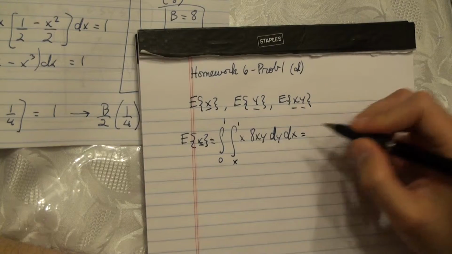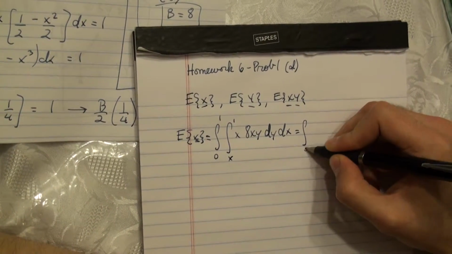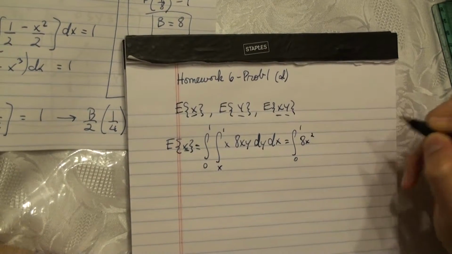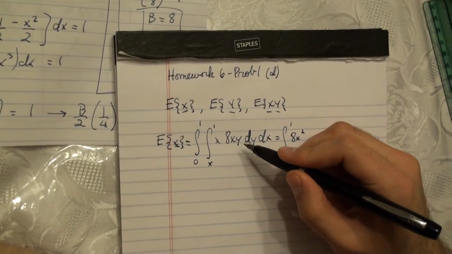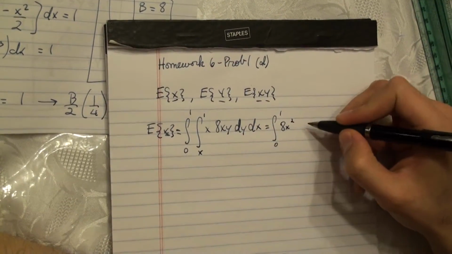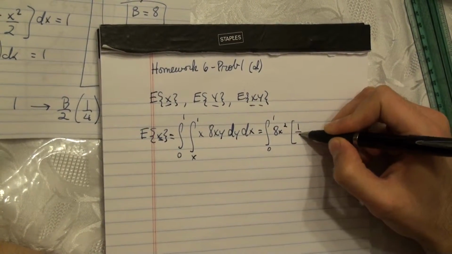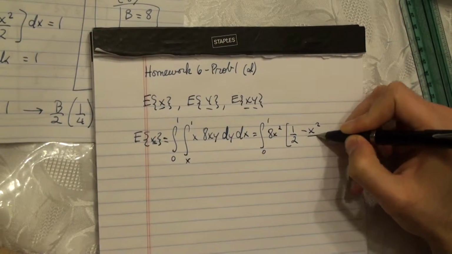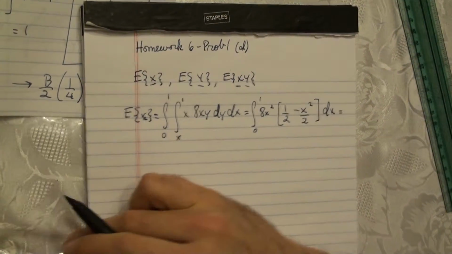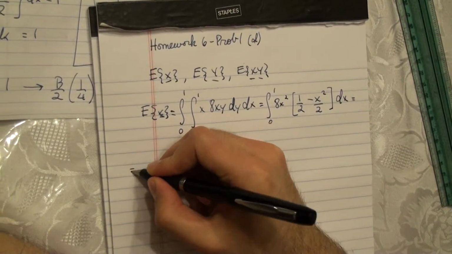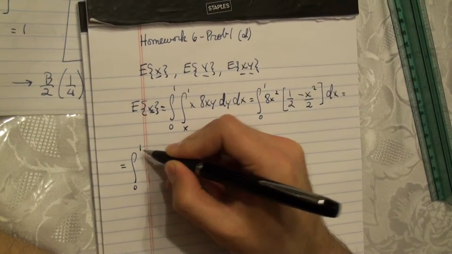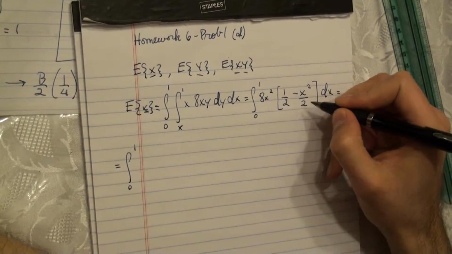First we do the integral with respect to y. We have the integral from 0 to 1 of 8x squared. The integral of y is going to be y squared over 2, evaluated from x to 1. So that's just going to become 1/2 minus x squared over 2, dx. And now we have the integral from 0 to 1.